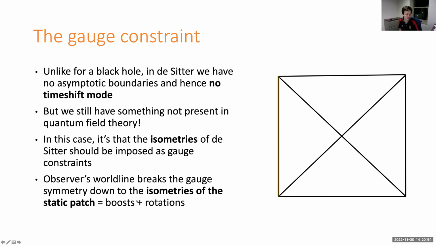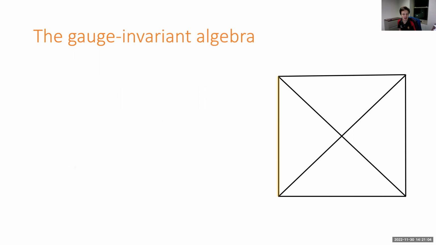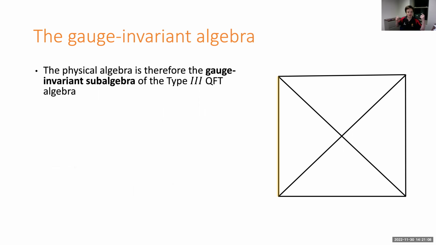Okay, so these commute with one another. It's some very simple group. It's just R cross SO(D-1), or D-2 maybe, whatever you're counting D as. So the real physical algebra should be the gauge invariant subalgebra of this type 3 QFT algebra. Okay, so it's the algebra of operators in the type 3 QFT algebra that commute with the isometries of the static patch.